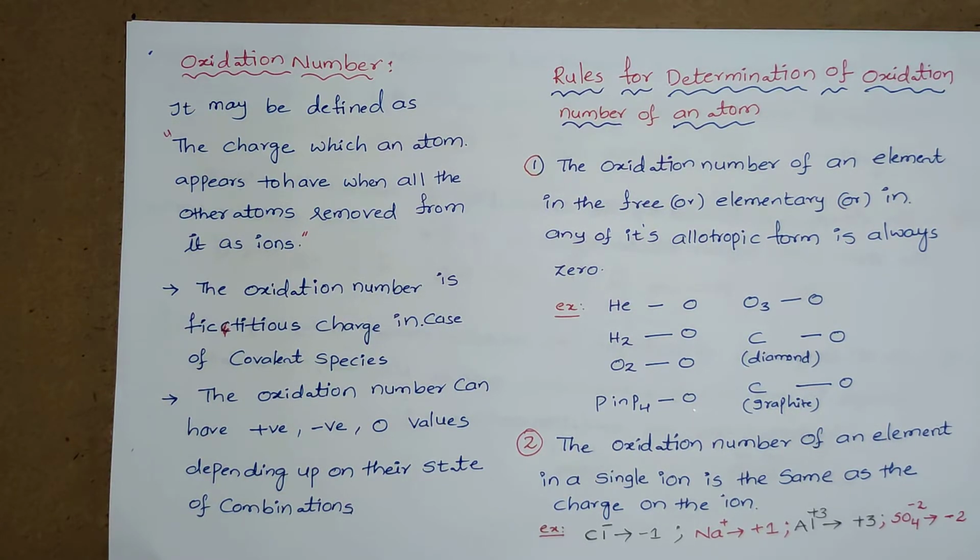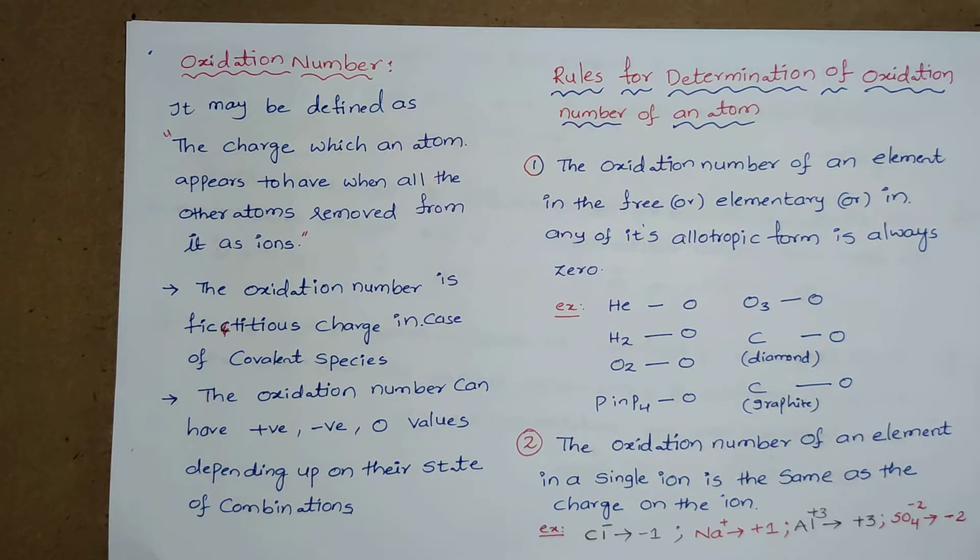So in this one also the oxidation state of oxygen is 0. Carbon is generally available in the form of two crystalline allotropic forms, diamond and graphite. The oxidation state of each carbon in diamond or graphite is taken as 0. That's why the oxidation state of an element either in free state or in elementary state or in any one of its allotropic forms is always 0.